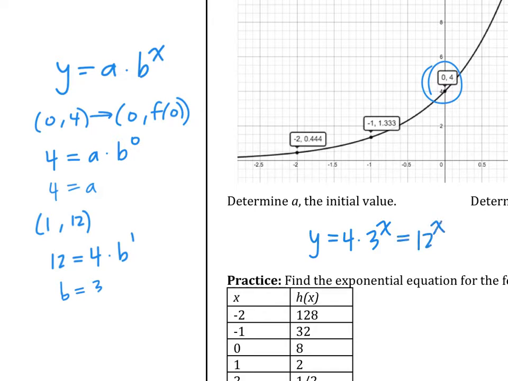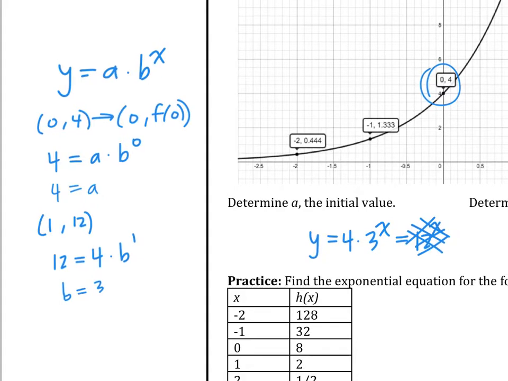Is this the same? No. So do not multiply a and b together. This is not the same. It is not the correct function.